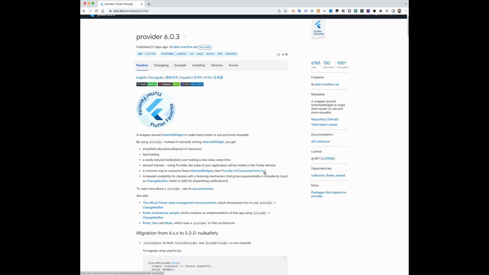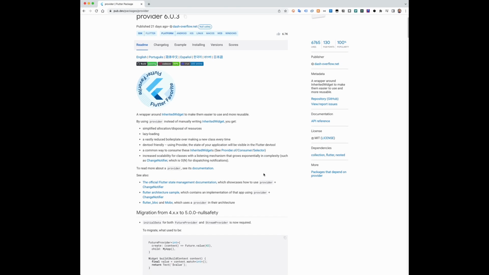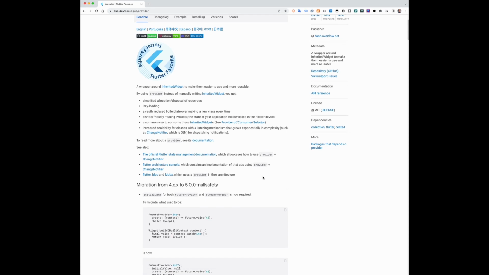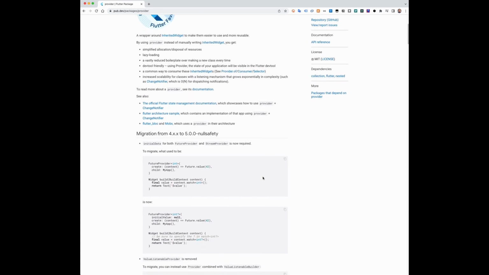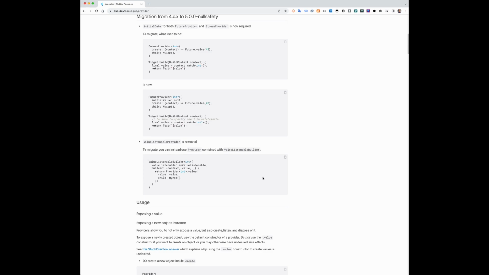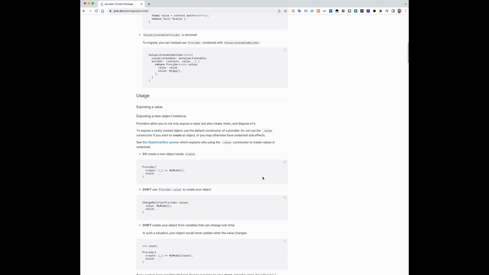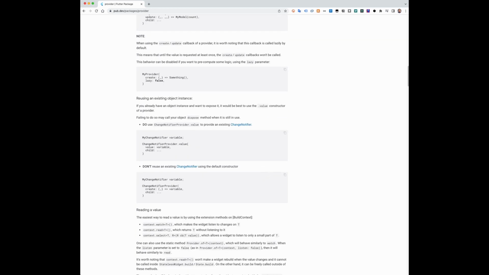Provider is a set of classes that simplifies building a state management solution on top of inherited widget. It has several commonly used classes such as Change Notifier Provider, Consumer, and more.